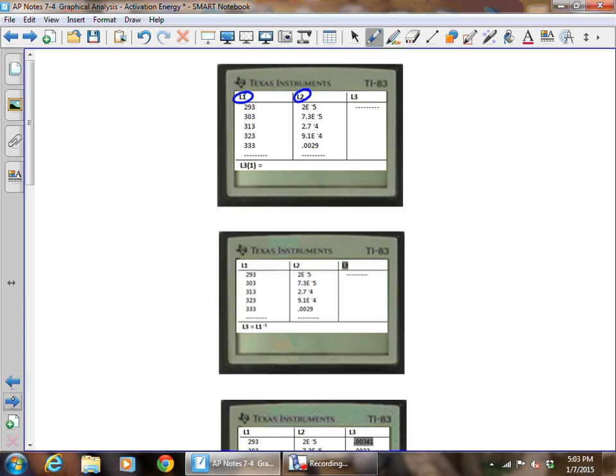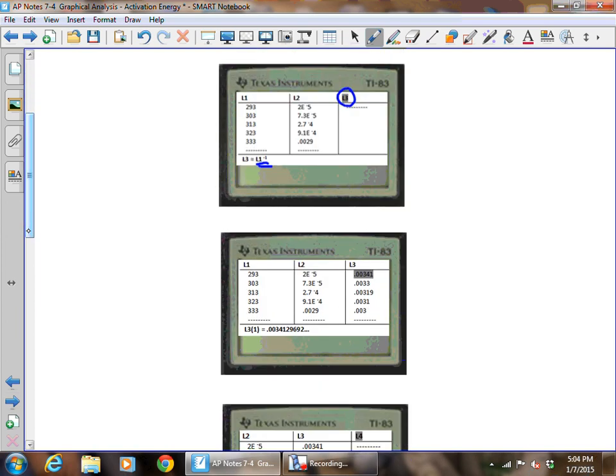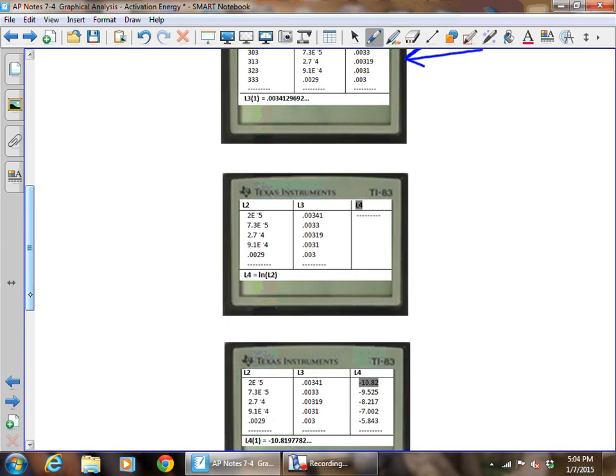You're going to go to the tippy top, remember, of L3, and you're going to put in L1 and hit the reciprocal button on the calculator. And when you hit enter, if you've done this correctly, you should come up with these values. So you can easily populate 1 over temperature, your L3 list, by simply doing it this way. You're going to do the same thing then to get L4 populated. You're going to go to the tippy top of L4, highlight that, and type in ln of L2, similar to the type of thing we were doing when we were doing the graphical analysis of rate law.